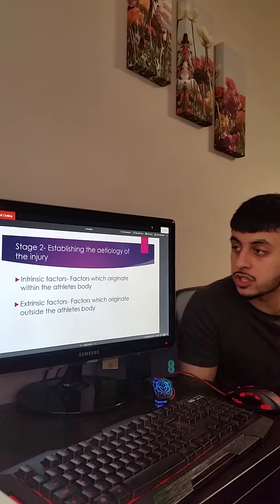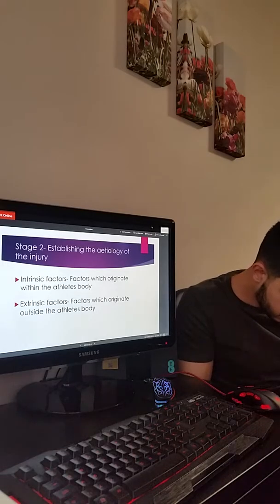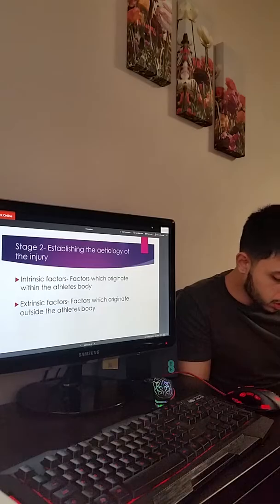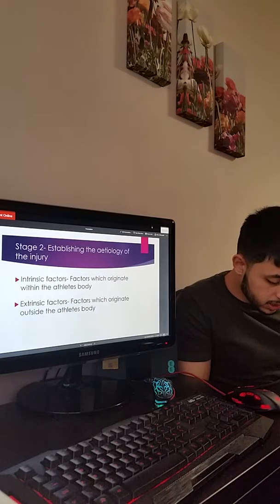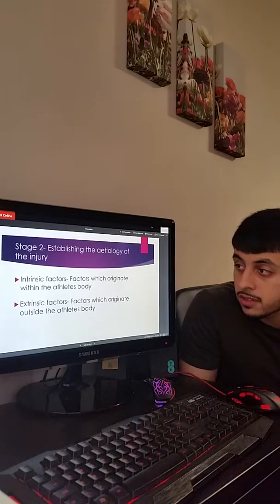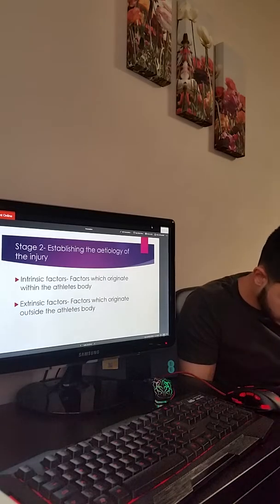The next stage of the Van Mechelen model is establishing the etiology of the injury. It's important to establish the etiology of the injury. There are 2 components within this stage, one being intrinsic factors and the other being extrinsic factors. Intrinsic factors are factors which originate within the athlete's body. Extrinsic factors, on the other hand, are factors which originate outside the athlete's body.